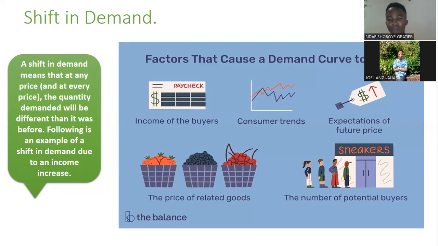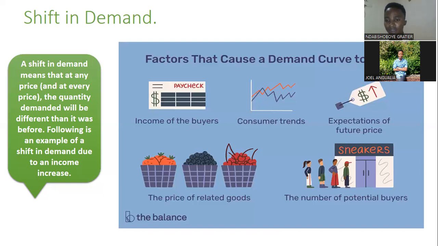The number of potential buyers. In a case where buyers are many, the demand curve will shift what? To the right, because many people are readily available to buy the goods. But in a case where the potential buyers are few, then the demand curve shifts where? To the left.